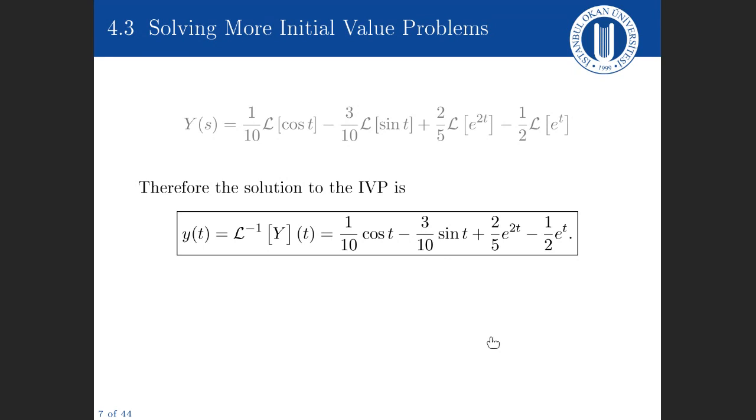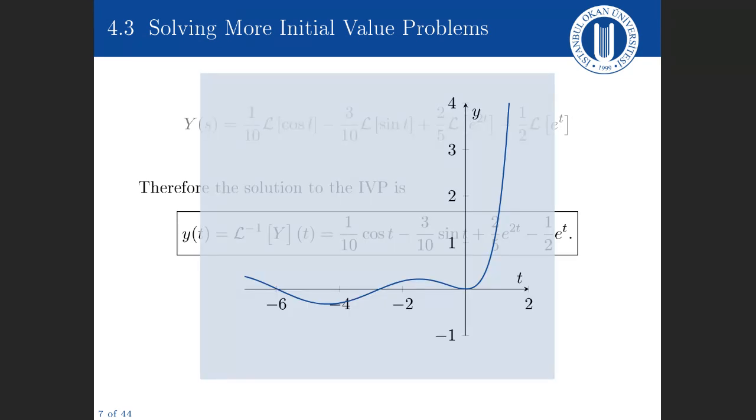What would the graph of this look like? Sine and cos, we know, go up and down. e to the power 2t, we know, goes up like this, and this is going to be dominant over e to the power t. The graph would look like this.